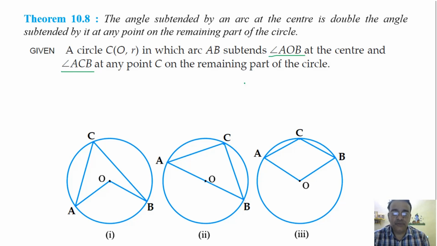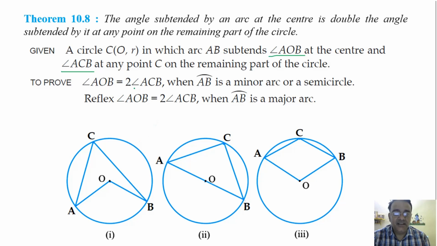And what we have to prove? Angle AOB is 2 times of angle ACB when AB is minor arc or semicircular arc. And in the third case, reflex angle. This is reflex angle. Why? Because it is more than 180 but less than 360. So this angle is equal to 2 times of angle ACB where AB is a major arc.